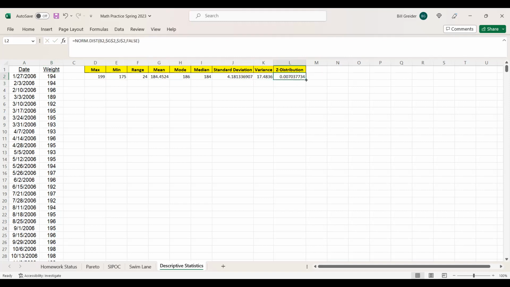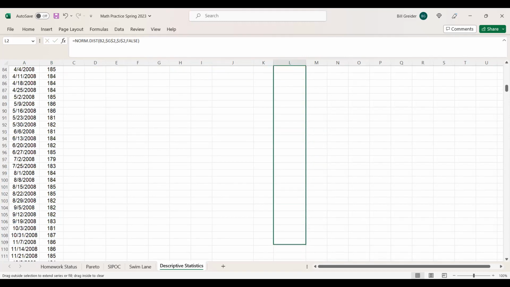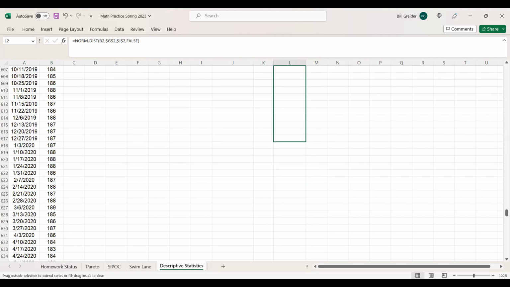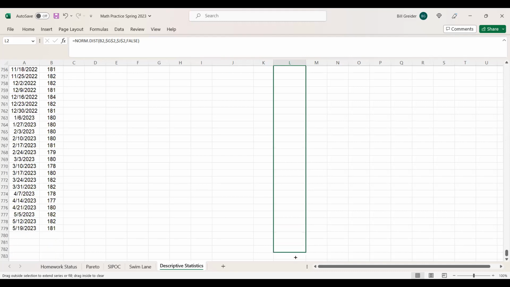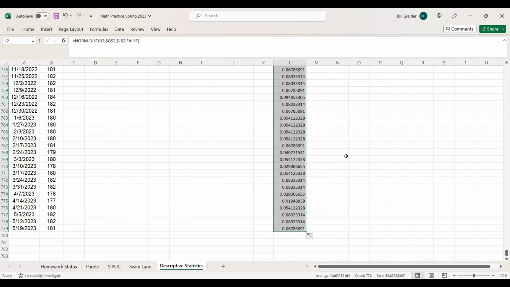And then I take this and you double click it, but I don't know, in my practice this morning, it didn't do it either. So I'm just dragging it all the way down. I apologize. Down to the last piece of data. And there it is. There's all set.